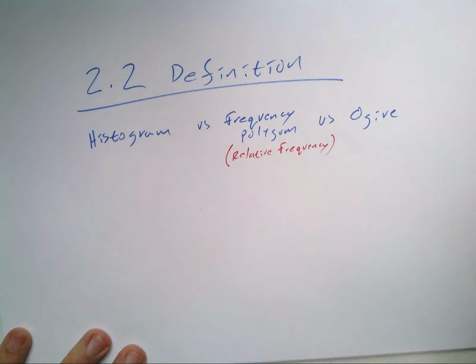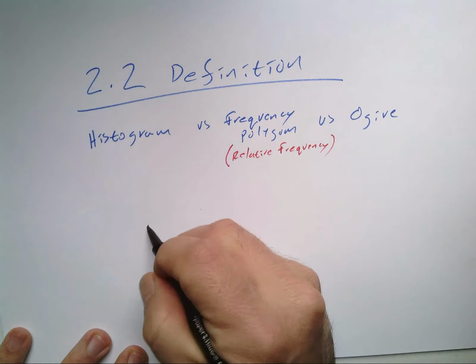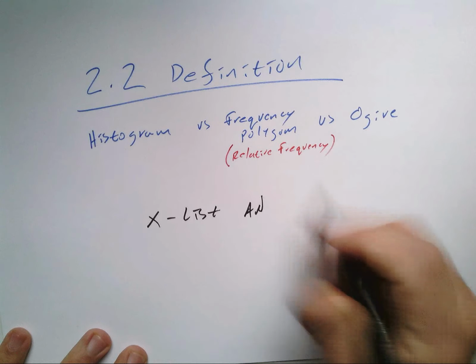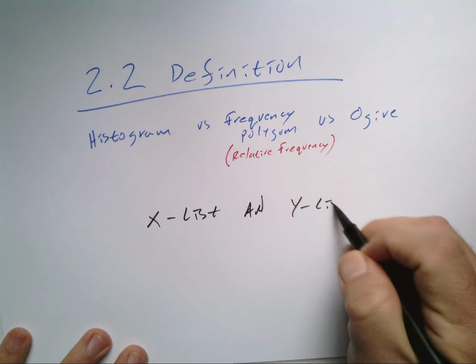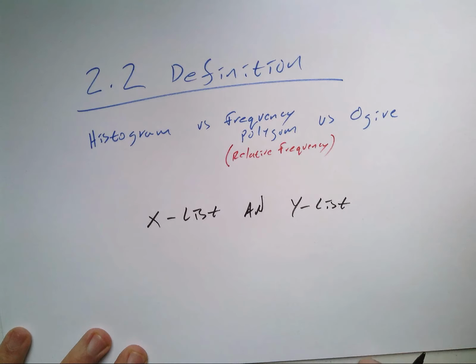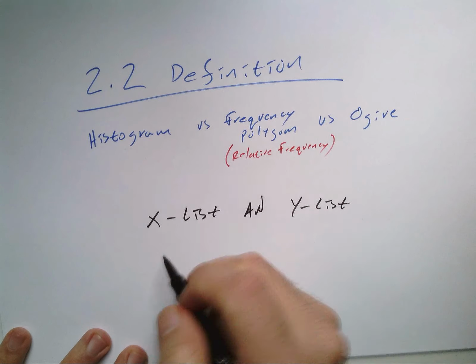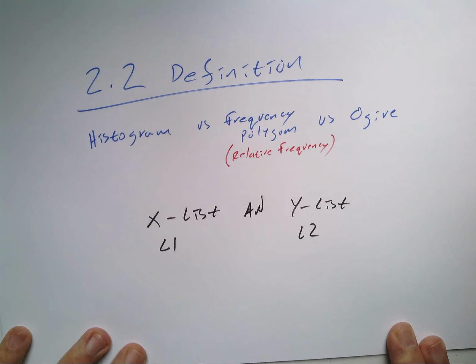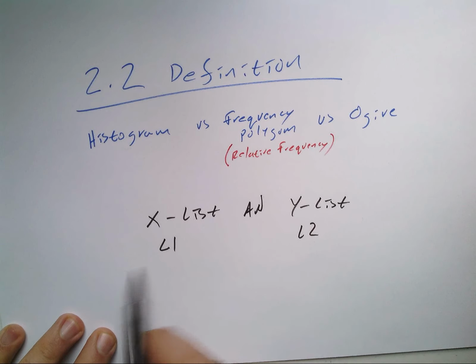For each type of graph, you need to have two inputs in the calculator. You need an X list and a Y list. Normally, whatever we enter, we're going to enter the X list into L1 and the Y list into L2 on our calculators. But it really doesn't matter what it gets assigned to, as long as you remember which is which.